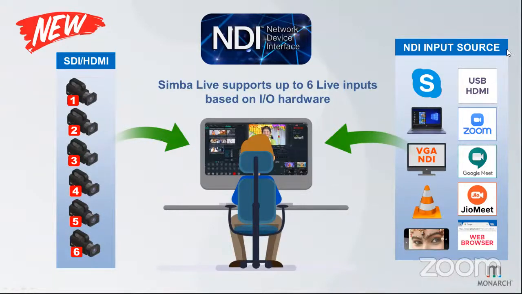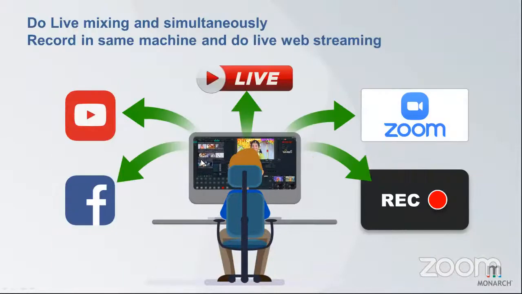But if you want to use just the NDI input sources through the network, then you don't need any video input output card. You can simply stream all your inputs through NDI, which we will explain and show you how it is done. And the output from Simba is simple. You can stream it to YouTube and Facebook directly from Simba.